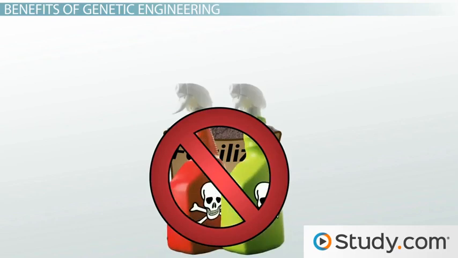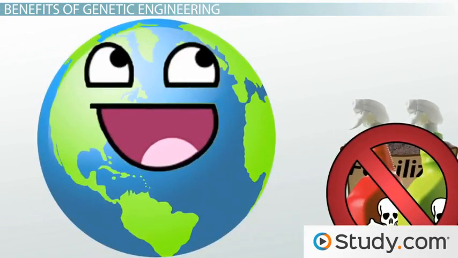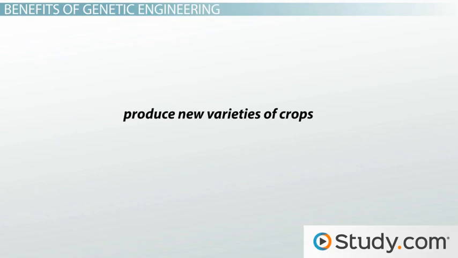By reducing the amount of chemical pesticides and fertilizers, there will be less harm done to the environment. Genetic engineering has also made it possible to produce new varieties of crops by mixing genes from multiple different species.